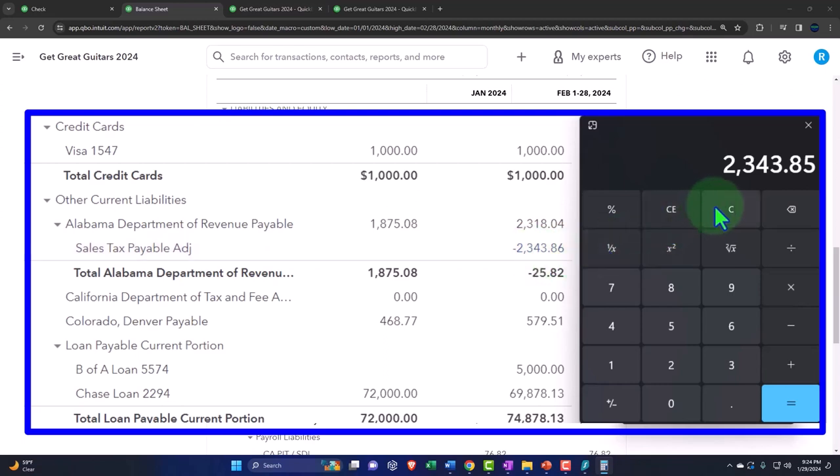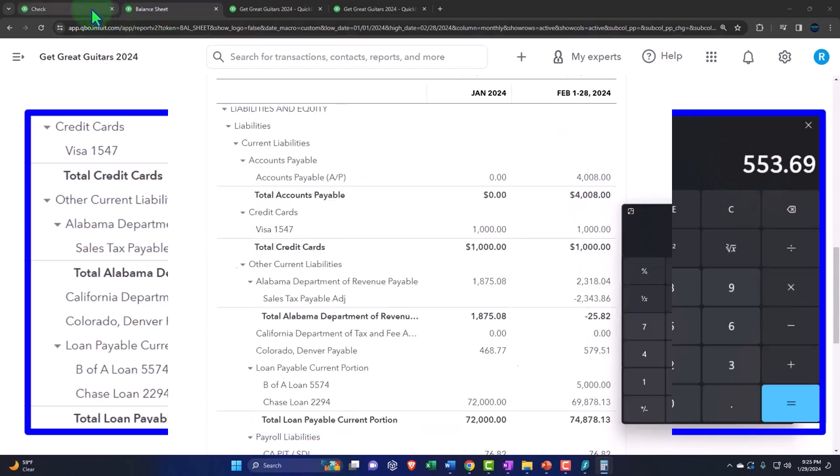And then this 2318.04, or we can do it this way, this is a negative 25. Let's do it this way. This 579.51 minus 25.82, that's 5369 is the sales tax which accrued so far, and we've done the whole month of February, which we would pay in March.